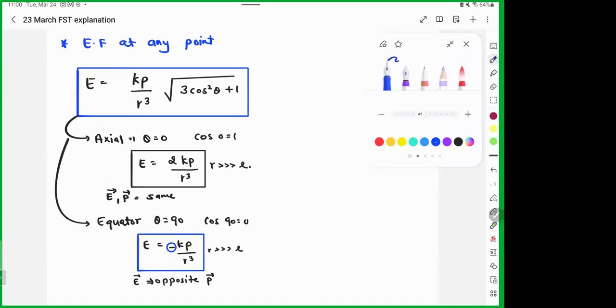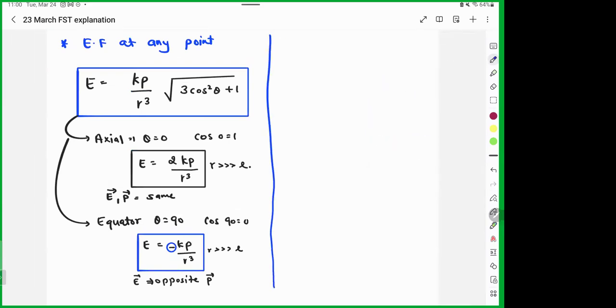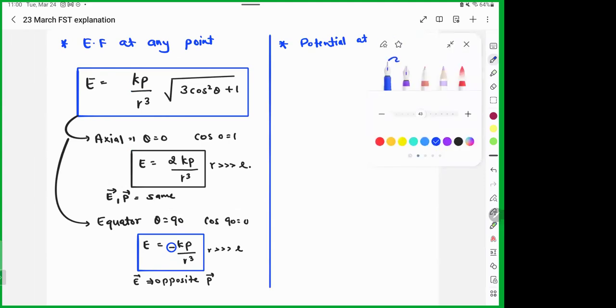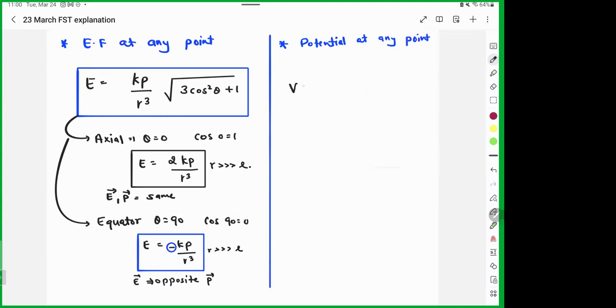Now we are comparing with the potential, because this topic is about potential and we want to learn potential. Potential at any point, just comparable. Formula of the potential is Kp by r square, because one r is less in potential. Simply cos theta. This is the formula of the potential.